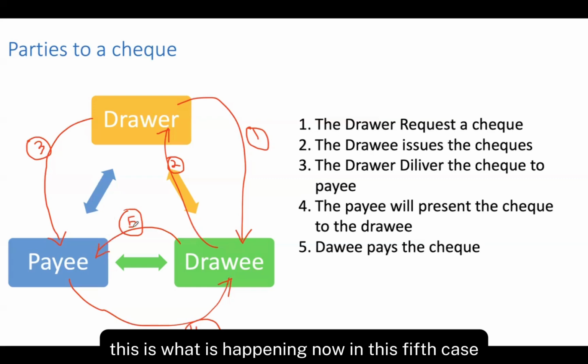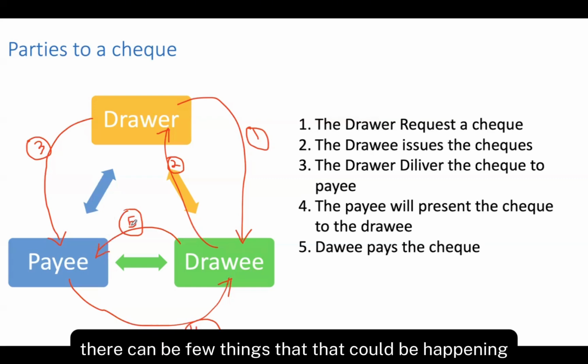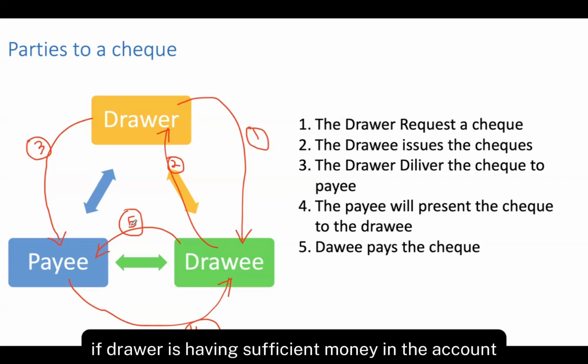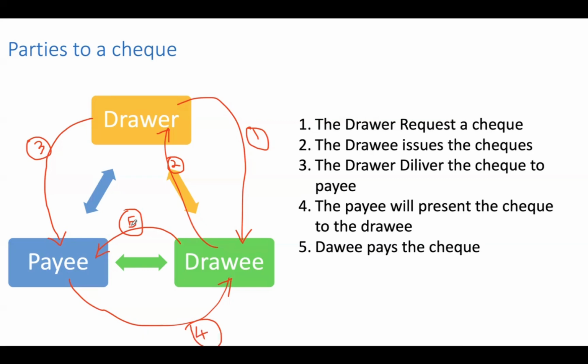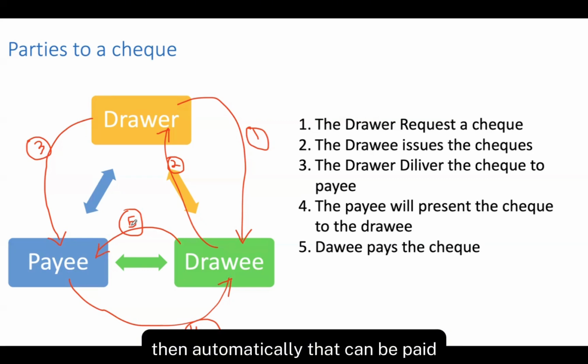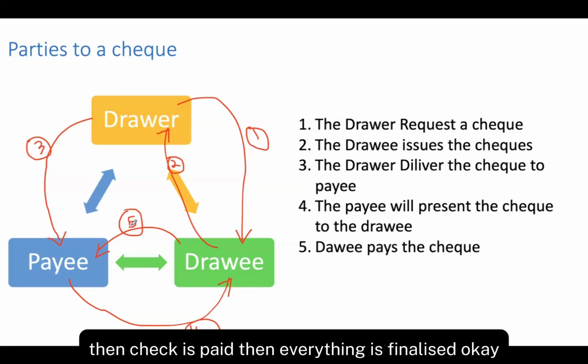Now in this last step, there are a few things that could happen. For example, if the drawer has sufficient money in the account, then the check can be paid automatically and everything is finalized.